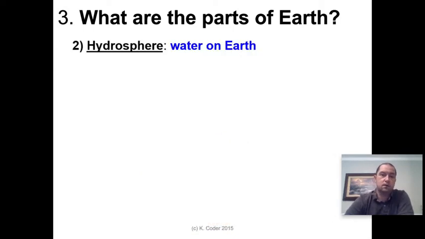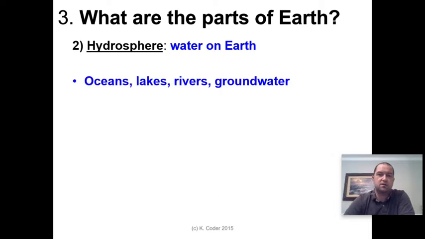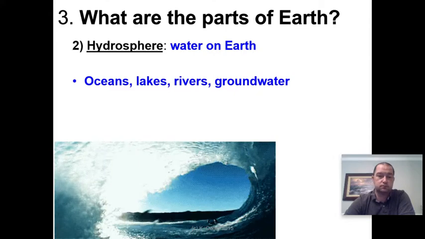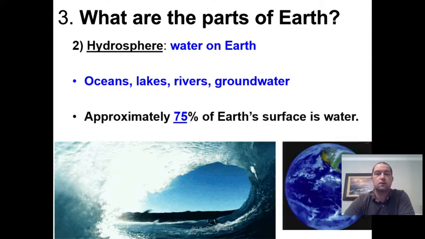The hydrosphere represents all the water on the Earth. This includes oceans, lakes, rivers, and groundwater. And about 75% of Earth's surface is covered with water.